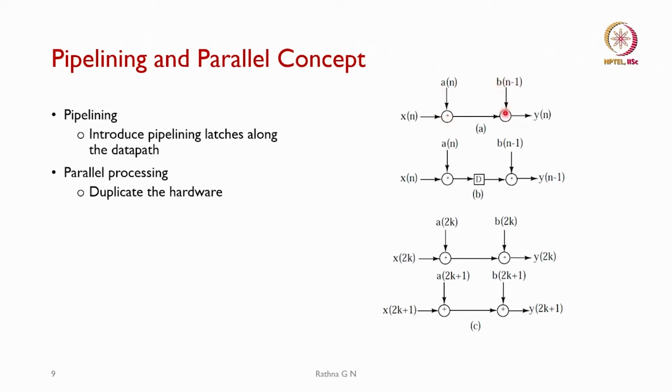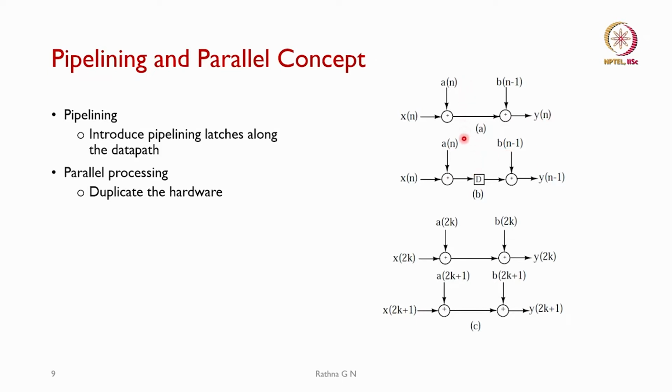So, y of n is going to be a of n into x of n plus b of n minus 1 into x of n basically. So, this is my y of n. When I say the critical path in this case, it is 2 adders. So, it has to pass through them to get my y of n.